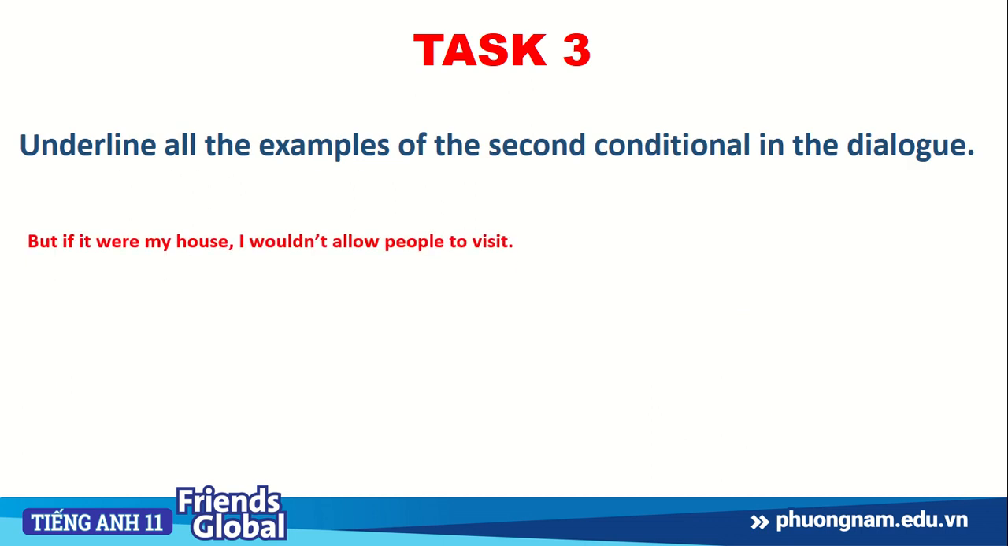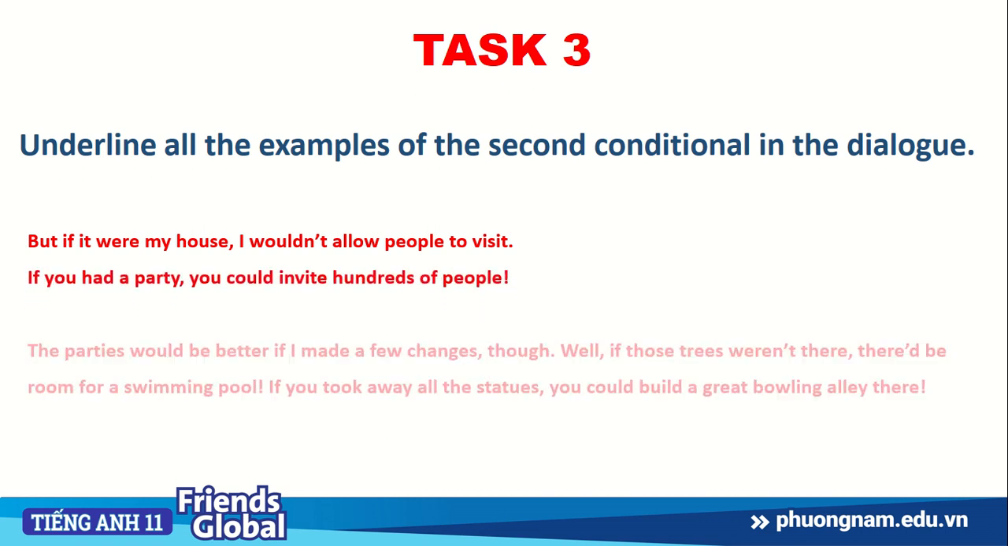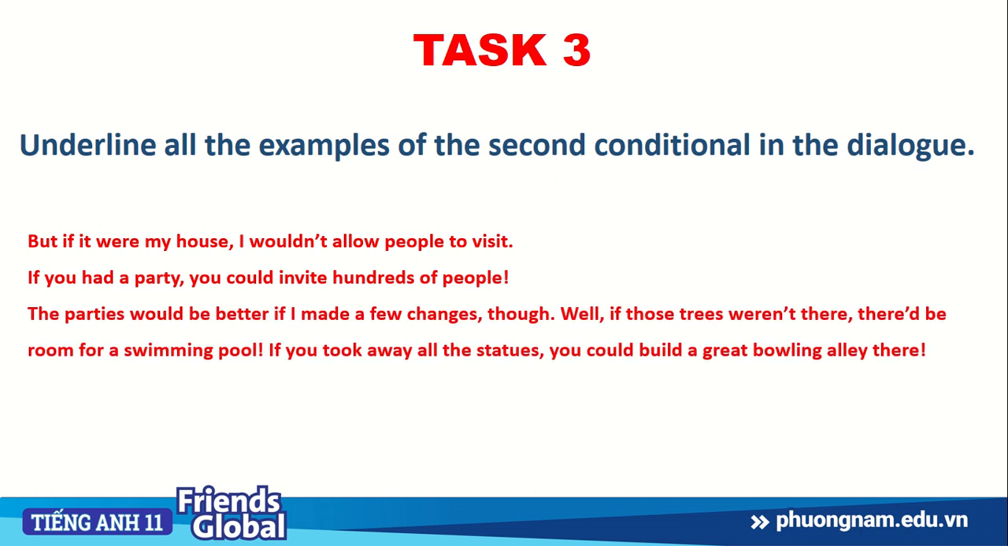Và Task 3. Underline all the examples of the second conditional in the dialogue. But if it were my house, I wouldn't allow people to visit. If you had a party, you could invite hundreds of people. The parties would be better if I made a few changes, though. Well, if the trees weren't there, there would be room for a swimming pool. If you took away all the statues, you could build a great bowling alley there.